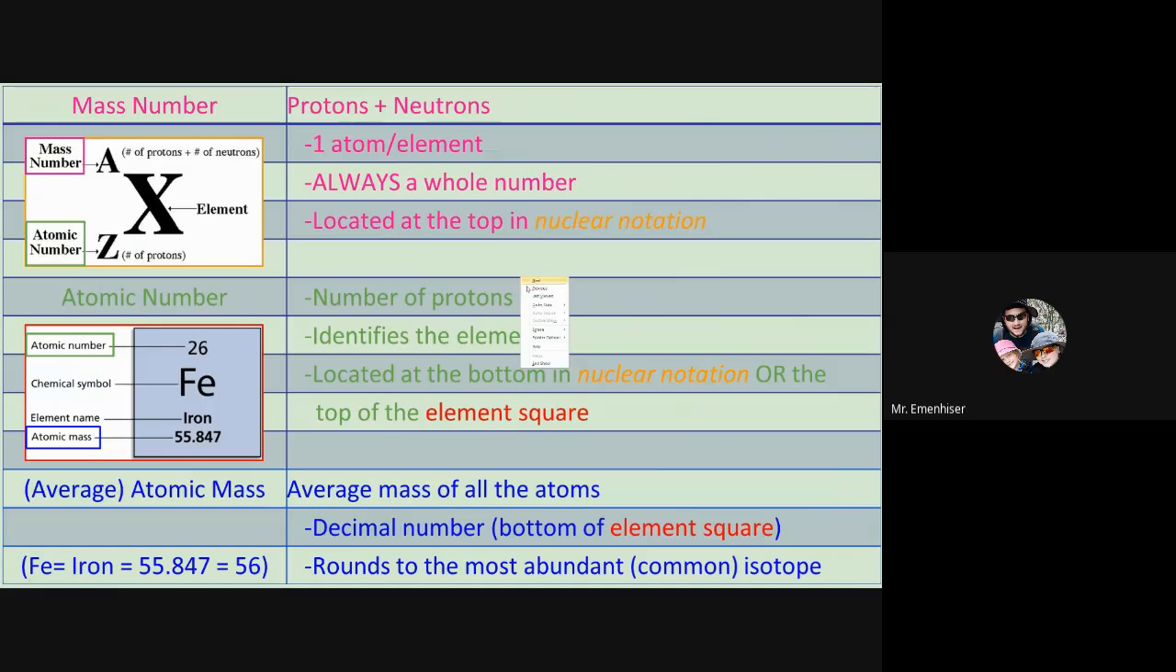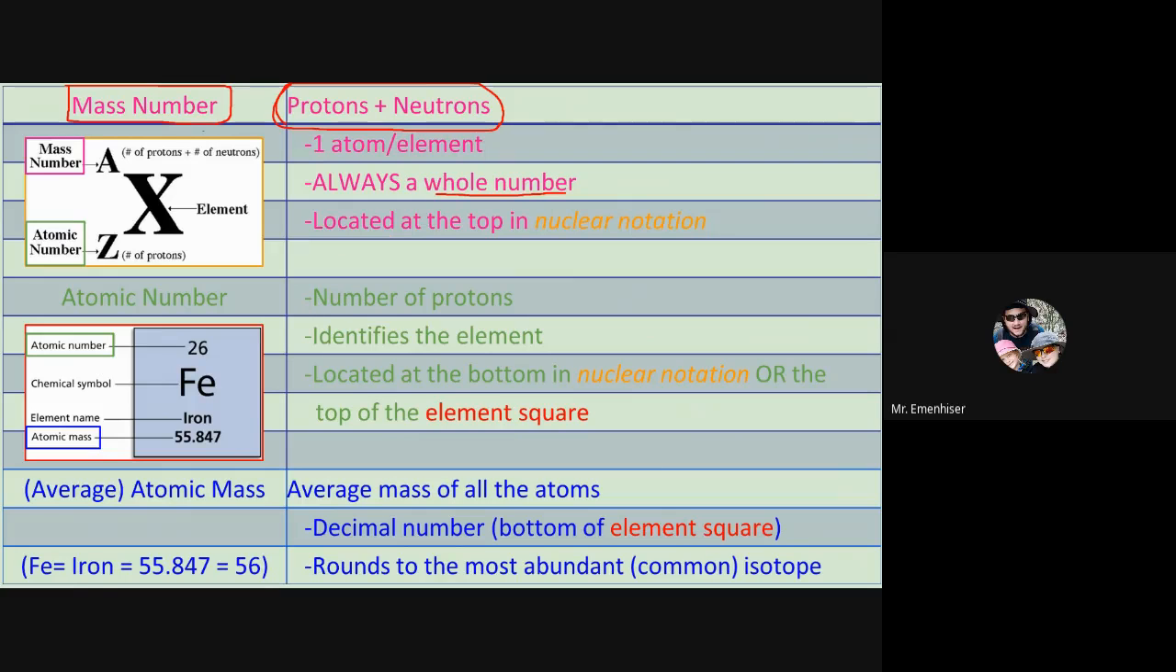So here's a couple more terms here. I'm going to start with mass number. The mass number is the mass of an atom. So if I were to pick up an atom and describe it, one way that I could describe it is with its mass number. How much does it weigh? Okay. How do we get the mass number for an atom? We add up its number of protons and neutrons. That will give us our mass. Mass number is always a whole number.